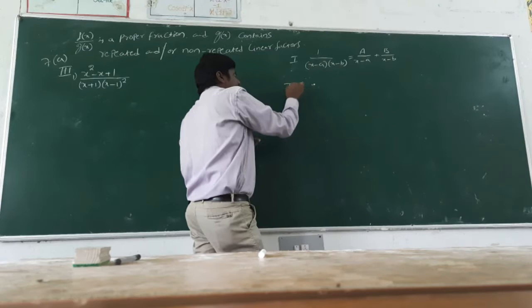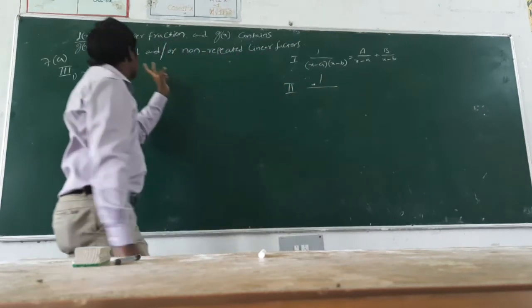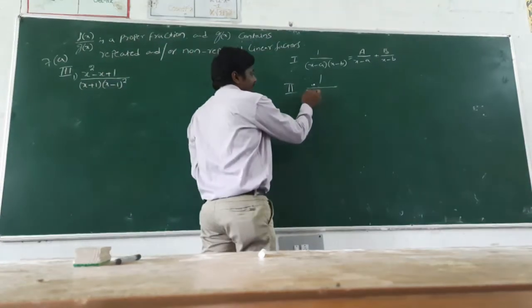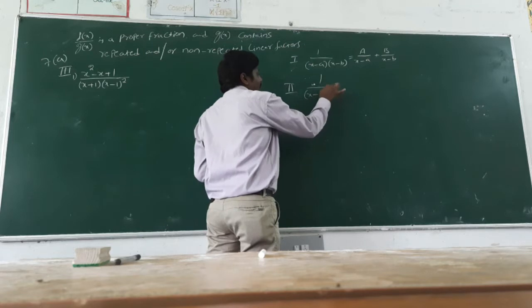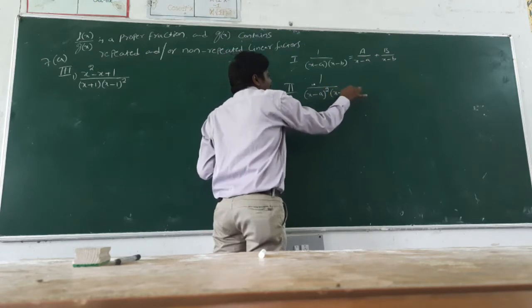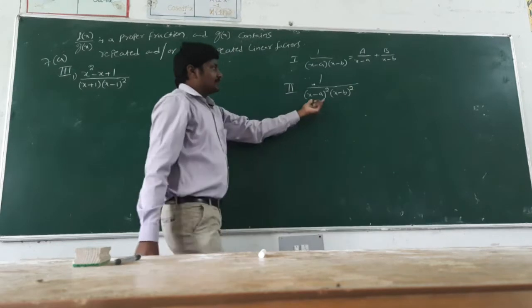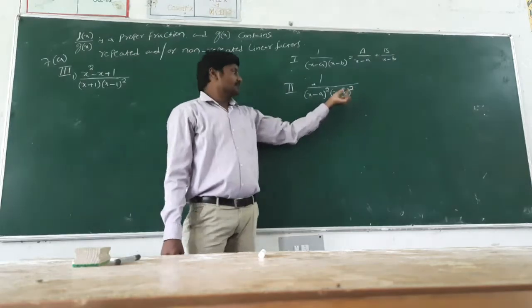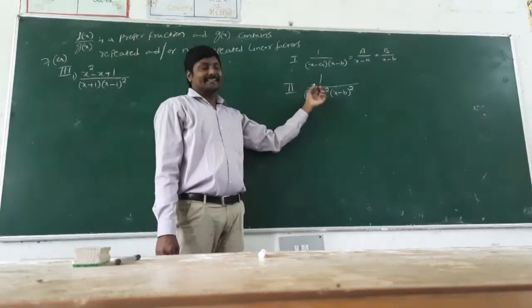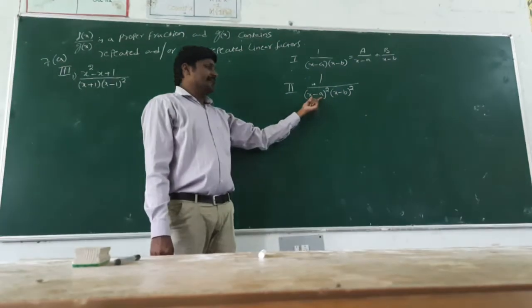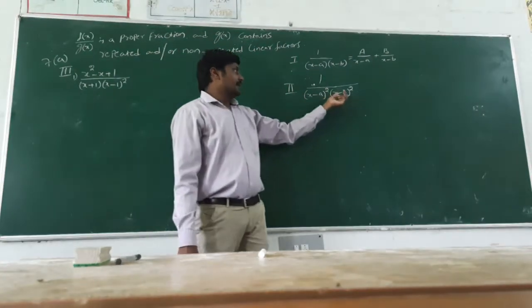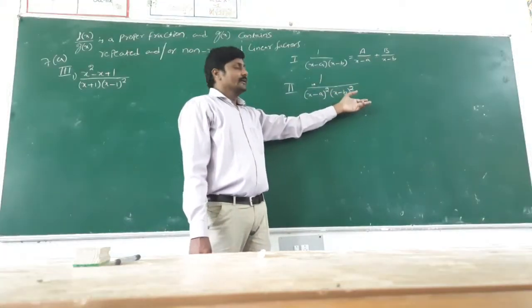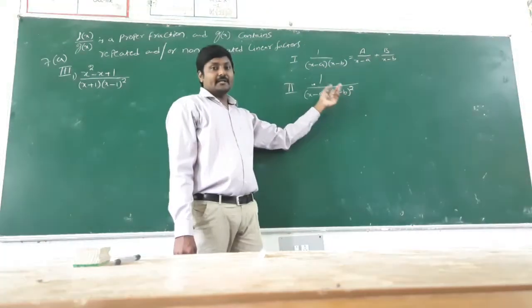In the second method, g(x) contains repeated linear factors. Repeated linear factors means (x minus a) whole square and (x minus b) whole square. Observe g(x): (x minus a) whole square means (x minus a) into (x minus a), so x minus a is repeated 2 times. And (x minus b) whole square means (x minus b) into (x minus b), so x minus b is also repeated 2 times.